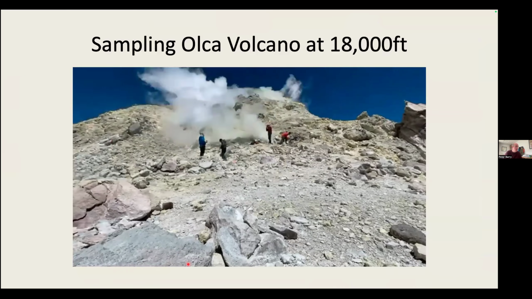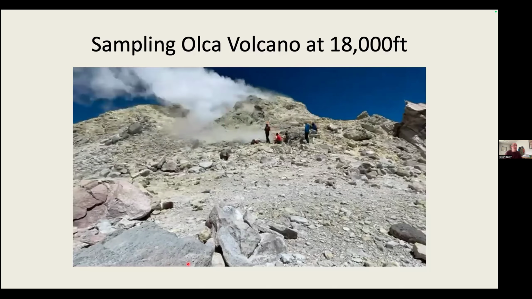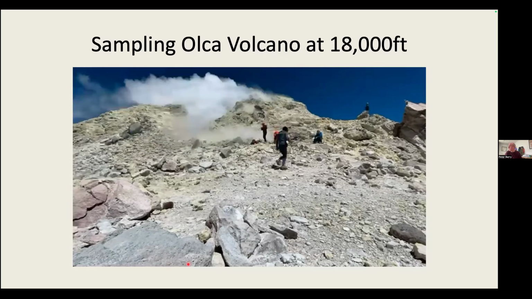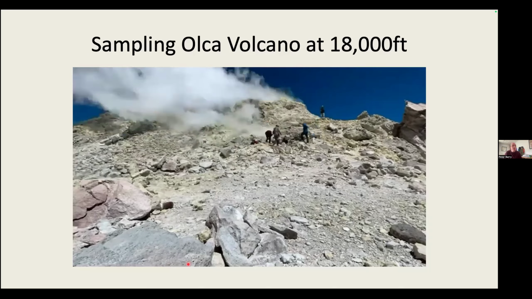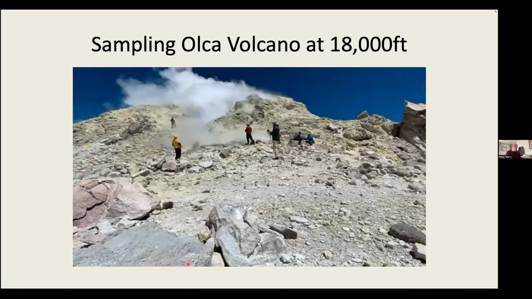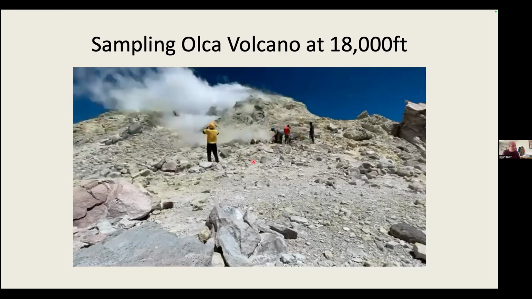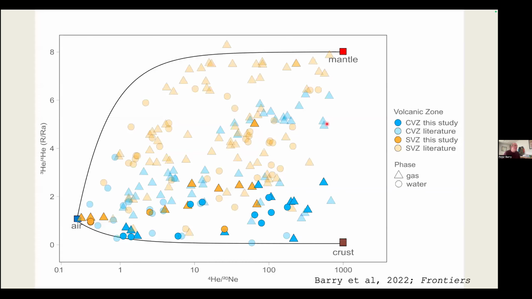which is in northern Chile, and we were sampling very close to 18,000 feet. It's about 5,200 meters, extremely high elevation. I was taking this video, and that's actually me standing there not doing very much at all because I was feeling quite a bit of altitude sickness, believe it or not, that day. But you can see our team actively running around and collecting these gas samples from the vents themselves.